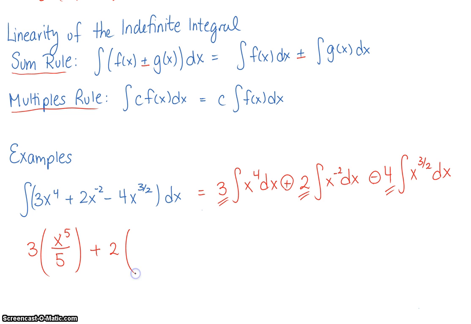plus 2. And again, we have negative 2, so we want to go up by 1. So we want to go x to the negative 1 all divided by negative 1. Subtract 4. And here we've got 3 over 2. I want to go up 1, which makes it 5 over 2. All divided by 5 over 2.